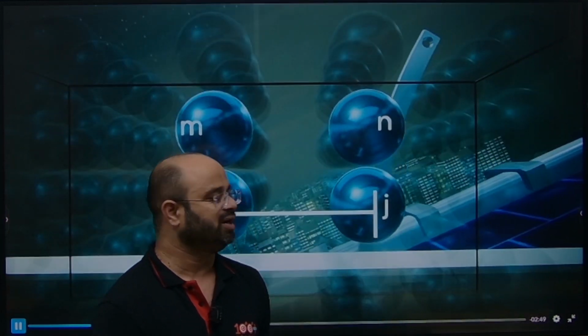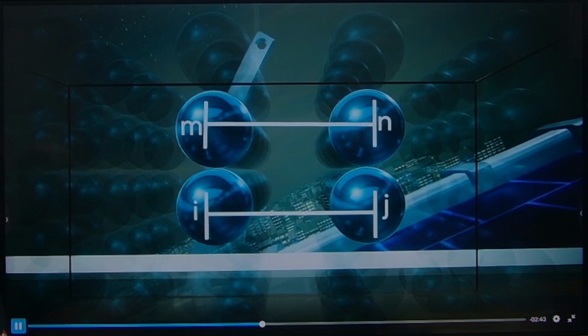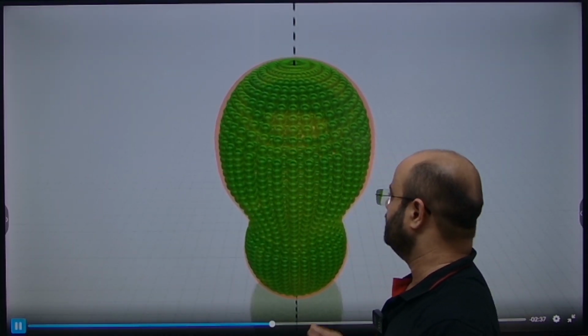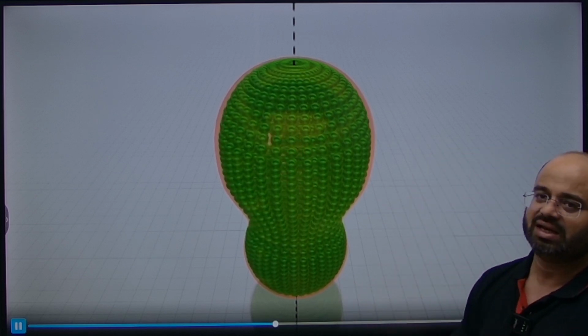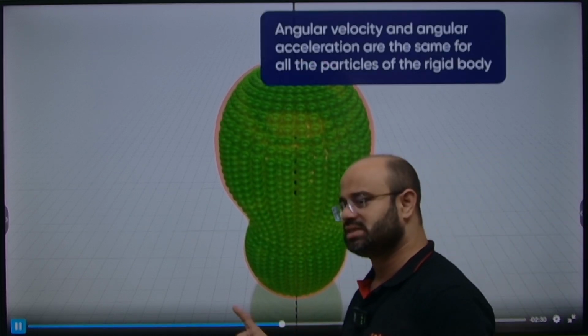Both the particles start moving with the same velocity. So between them, the relative velocity is zero and the distance is not changing. That means they are a perfectly rigid body. But let's consider the example of rubber. When you apply a force, it gets stretched, and the distance within it changes. Now, if a rigid body is rotating, this is rotation about a fixed axis.